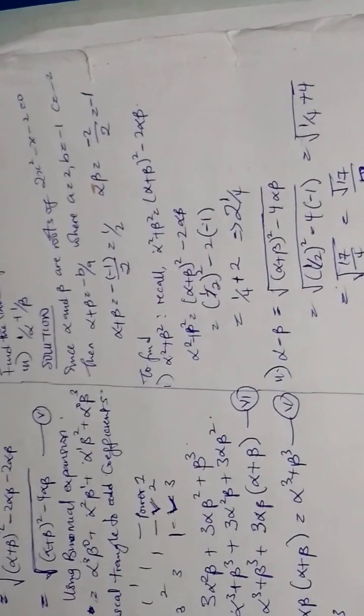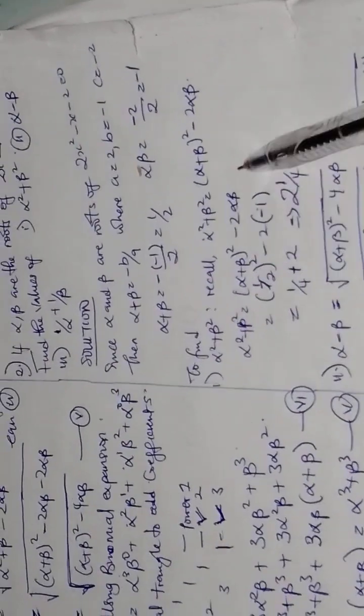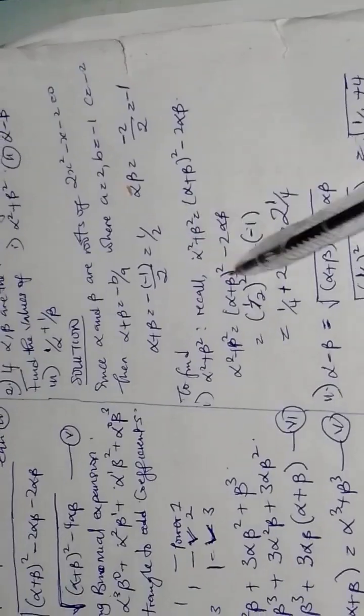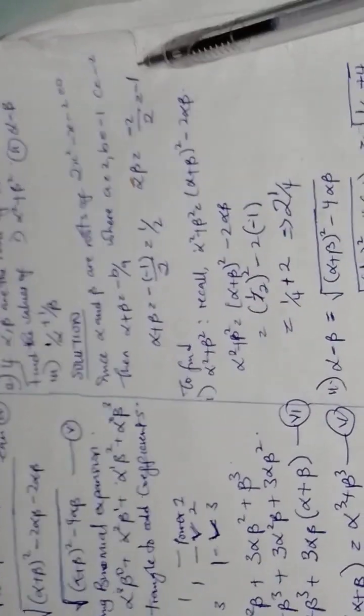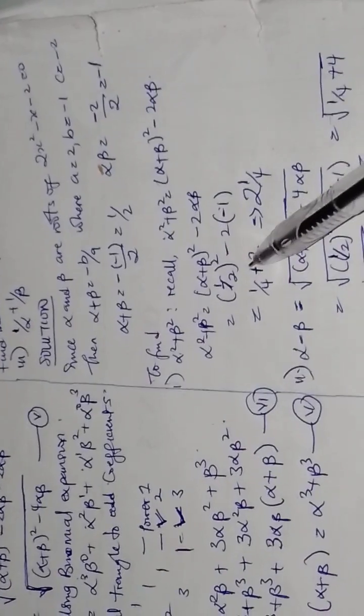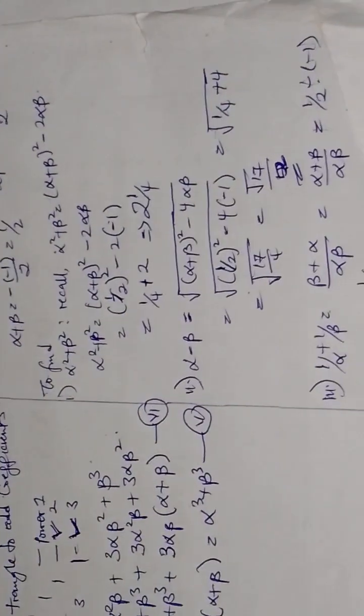So we know that what we are looking for is alpha square plus beta square, and the expansion for this is this already. So from here, we know our sum of roots, alpha plus beta, is 1 over 2, and the product of roots is minus 1. So we have 1 over 2 square, which gives us 1 over 4, and plus 2, which is 2 and 1 over 4, which gives us the answer to that.